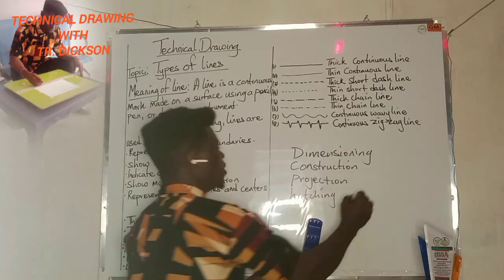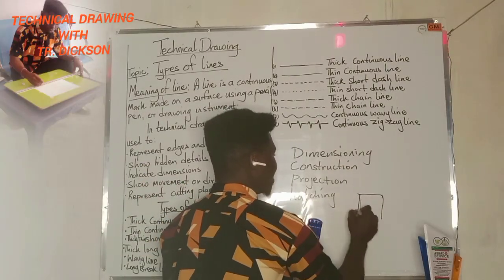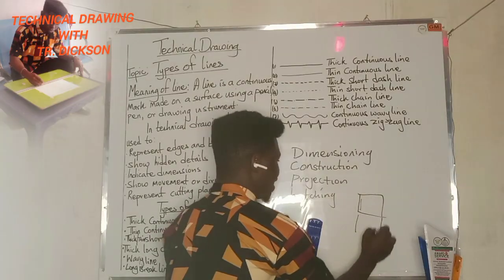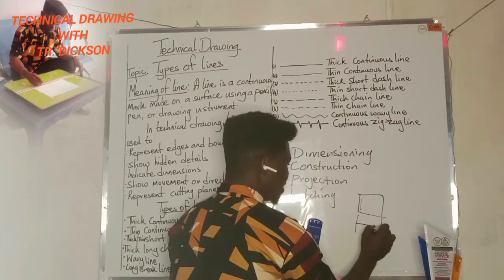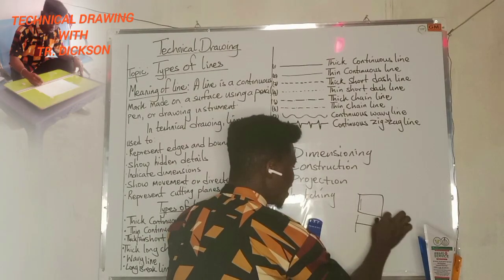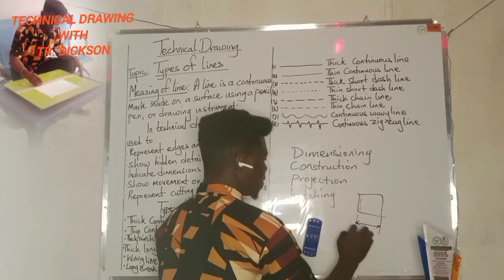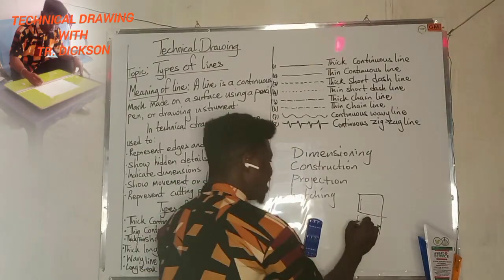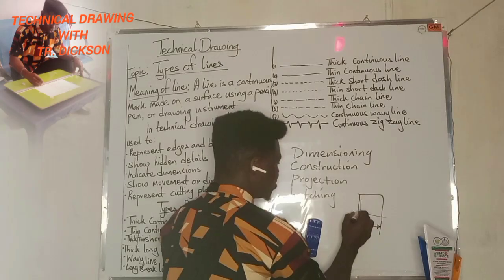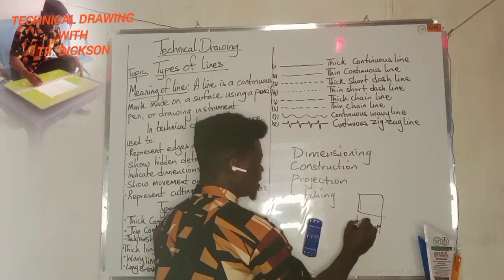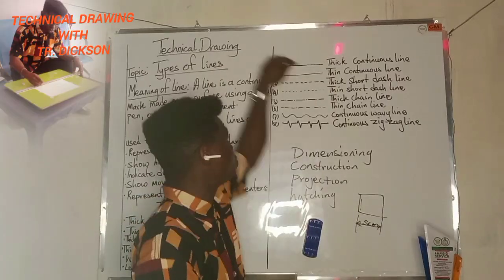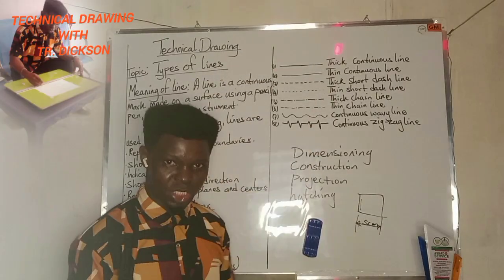Dimensioning. For example, if I have a box that is drawn like this, and I want to dimension, I will have to do something like this. I want to show the length of this, so I'll do this. Now, this line that I've just drawn with arrow head is a dimension line. So I can decide to say that between here and here is 5 cm. So that shows a dimension. Now, this line is going to be drawn using a thin continuous line.